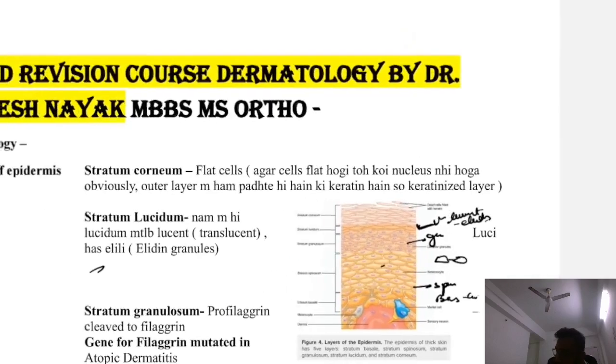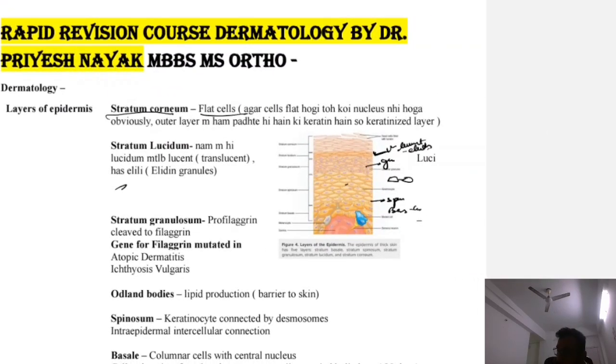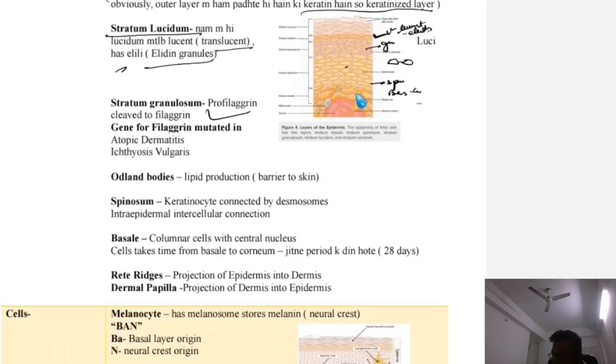Now let's talk about each layer. In stratum corneum, you will find flat cells, you can see in this picture, and it has a keratinized layer with dead cells. Stratum lucidum is translucent and has eleidin granules. Granulosum, I have already explained, has keratohyalin granules.